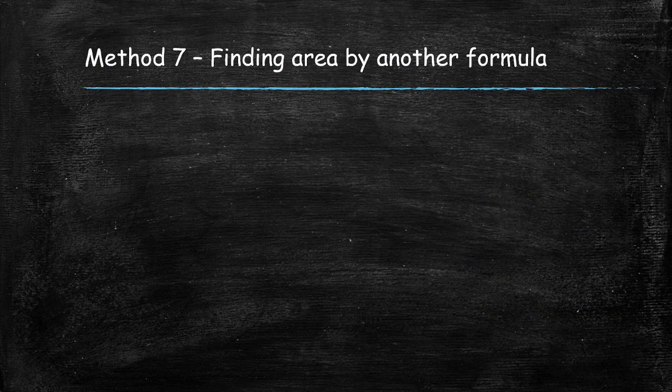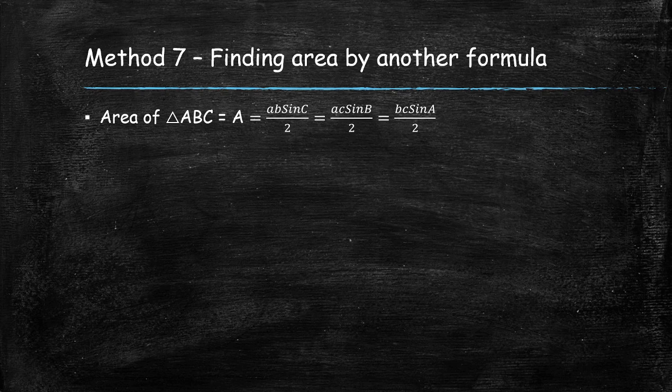Now method 7, finding the area by another formula. This involves the law of sines. So the area of triangle ABC, which is A, is equal to half into AB sin C. Instead of half, I've just divided the whole thing by 2. AB sin C by 2 is equal to AC sin B by 2 equal to BC sin A by 2. You have seen the triangle. So the area of the same triangle can be written in 3 forms.